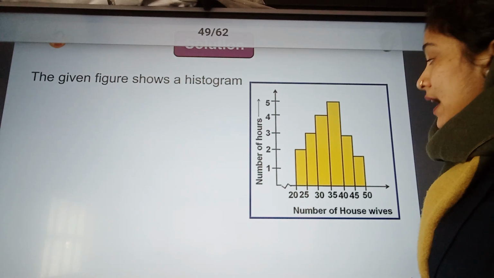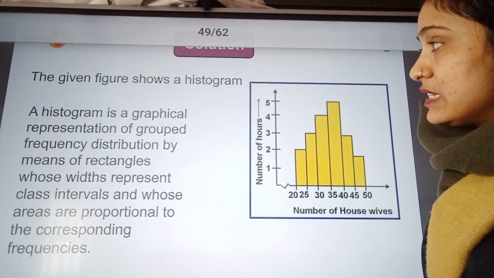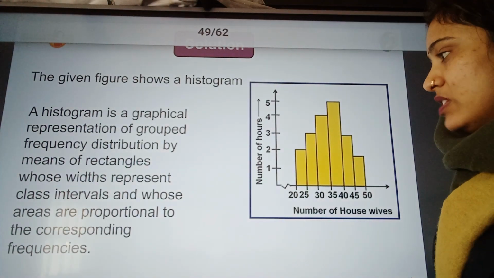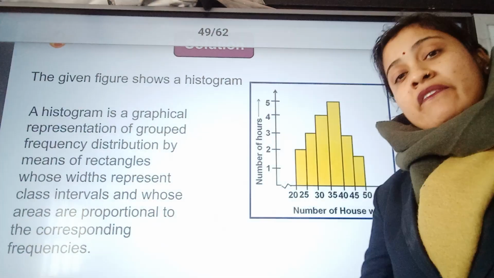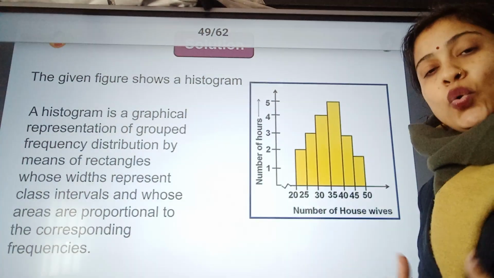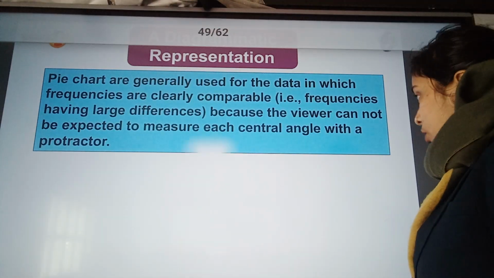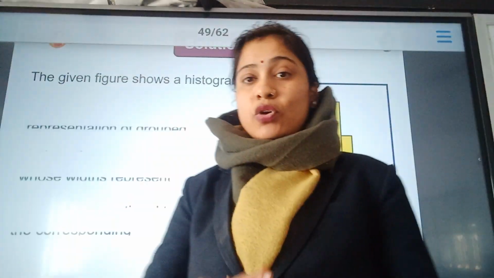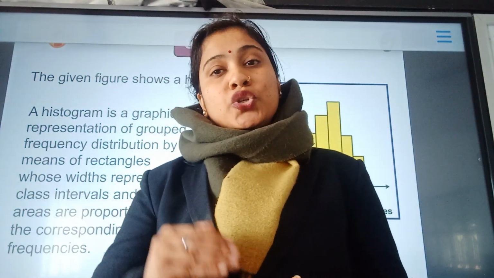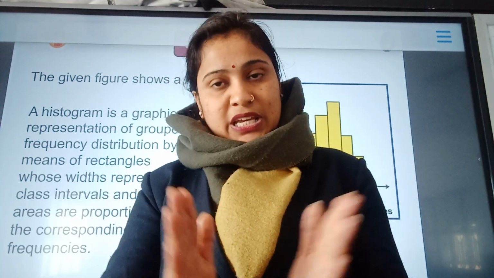Now again, the same number of housewives and number of hours. The solution is that a histogram is the representation of grouped frequency, and we have already discussed that when we don't have a gap among any of the rectangles, then it is known as a histogram. All right, so that was all about histograms. What we have learned is that a histogram is basically used to represent frequency grouped data.